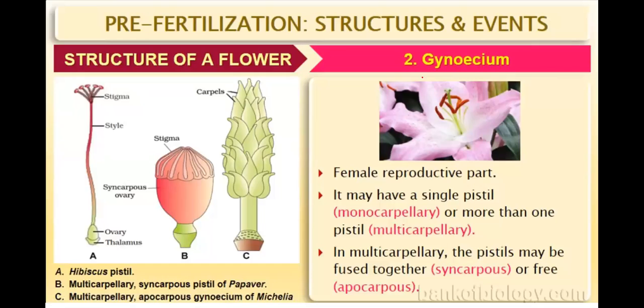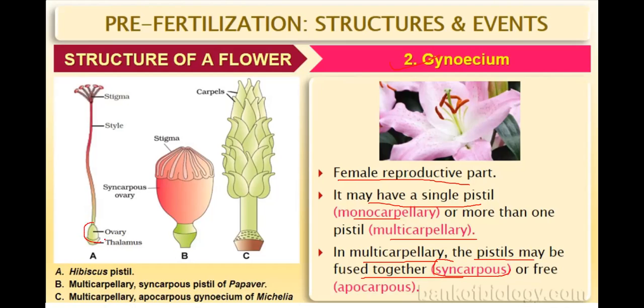Now we'll be discussing the gynoecium. The female reproductive part is called the gynoecium. It may have a single pistil. In the gynoecium, if there is one pistil, then that is called monocarpellary, or if there is more than one pistil, then multicarpellary. In multicarpellary, the pistils may be fused together. If pistils are fused together, that condition is called syncarpous.